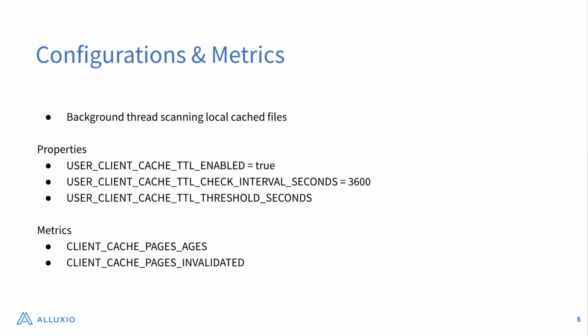How it works is basically very simple. It's just a background thread scanning through all the local cache files and deleting all the outdated data depending on the threshold you set. And here are the three properties you would like to know about how to set up the TTL. And also there are related metrics you can take a look at when you enable the TTL feature, such as the page age and how many pages are already invalidated in the local cache.